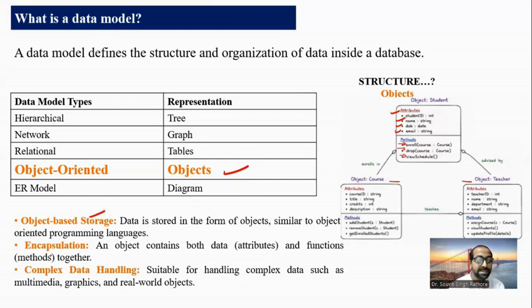The second characteristic is encapsulation, where data and methods are combined as a single unit. The third characteristic is that it is well suited for handling complex data, such as multimedia, engineering designs, and scientific applications. Although powerful, object-oriented databases are generally used for specialized applications rather than conventional business databases. Having learned about the object-oriented data model, we will now move on to relational data models.